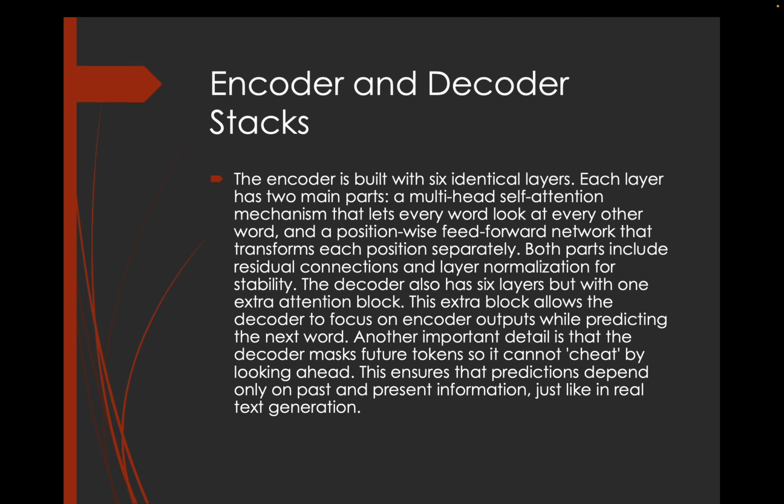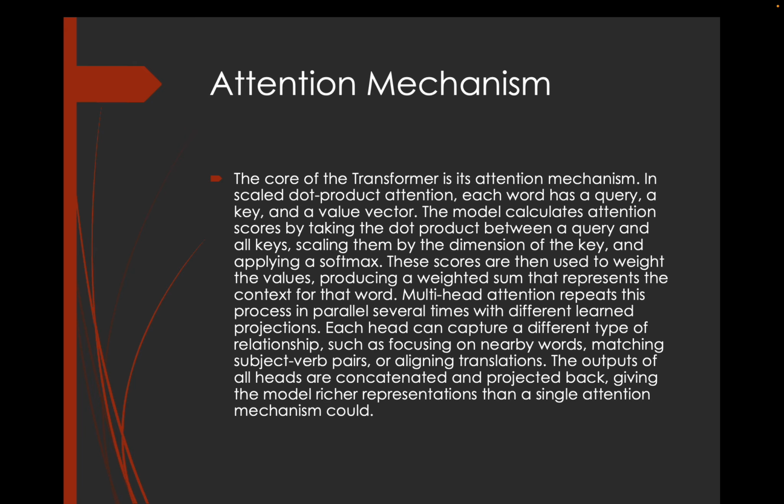The decoder also has 6 layers, with 1 extra attention block. This attention block allows the decoder to focus on encoder outputs while predicting the next word. Another important detail is that the decoder masks future tokens so that it cannot cheat by looking ahead. This ensures the predictions depend only on past and present information, like in real text generation.